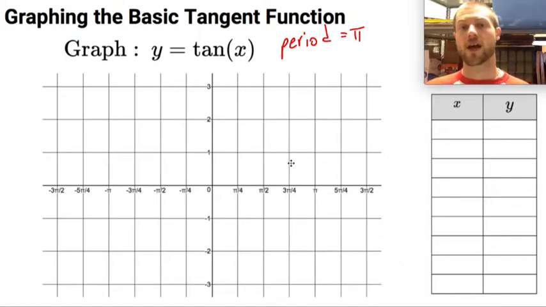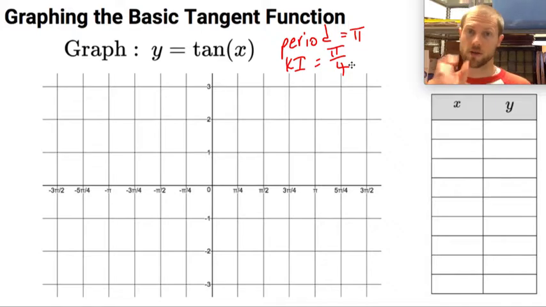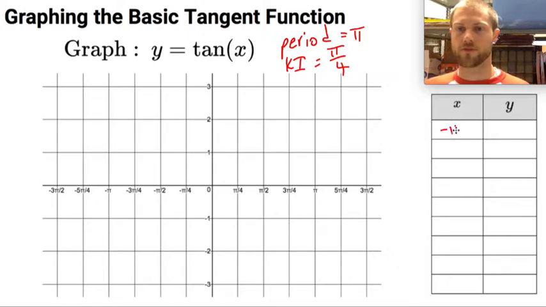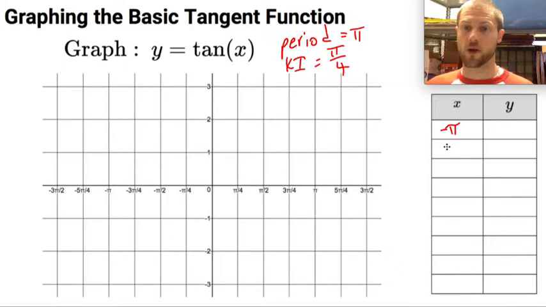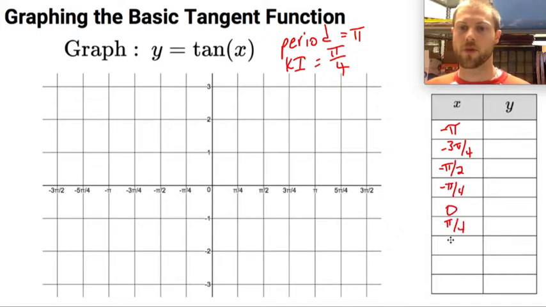So what that means is if we want to establish our key intervals, we're still going to be dividing by 4, but this time our key intervals are going to be described with pi over 4 spaces in between my x values. So I'm going to fill out a table, and this time I'm going to start from negative pi, and I'm going to increase by pi over 4 for each of my x values. So this is going to be negative 3 pi over 4. Then this will be negative pi over 2, negative pi over 4, then 0, pi over 4, pi over 2, 3 pi over 4, and pi.